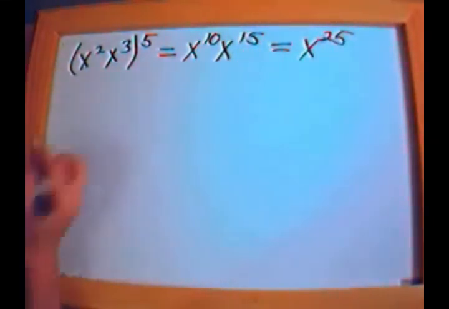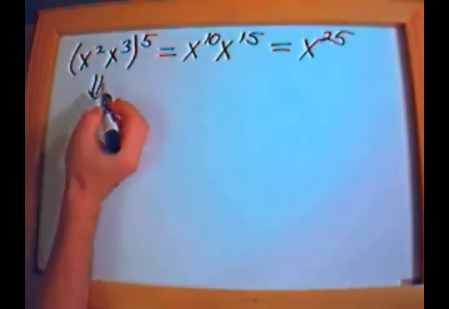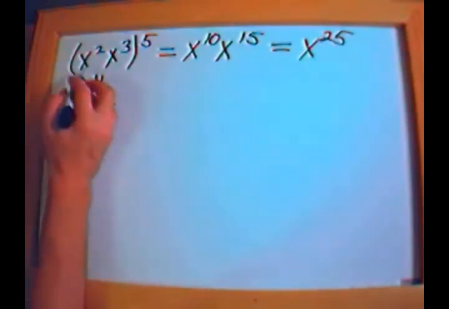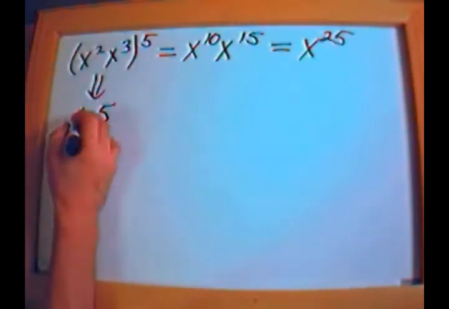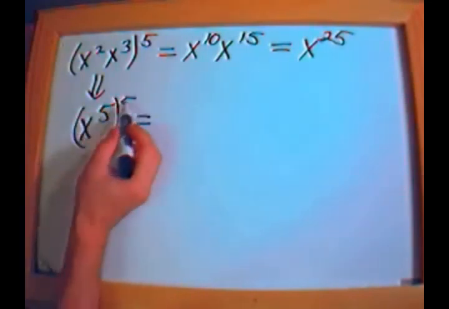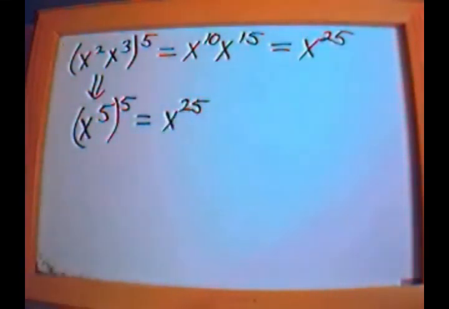Now let's say you tackle it differently. Let's say that I want to simplify the inside first. So going that way, I can simplify this by saying this is x to the 5 because the same base, and then 2 plus 3 is 5, and this is raised to the 5th power. And you see in this case 5 times 5 is 25. Same answer either way. So it's really not any different.